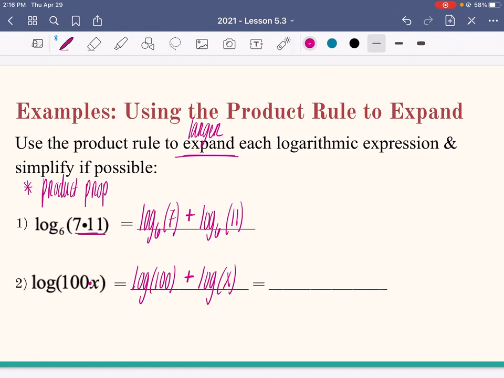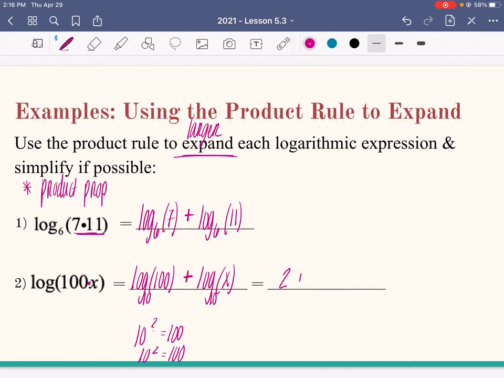And then log of 100, because that is actually something that we can go ahead and simplify a little bit further. If you notice, again, this is base 10. And we're trying to figure out, okay, 10 to the power of what gives us 100? Well, 10 to the power of 2 gives us 100. So log base 10 of 100, I can look at that and pretty quickly see, oh, that's actually going to simplify a little bit further. And so that would just give me 2 plus log base 10, or just log of x.